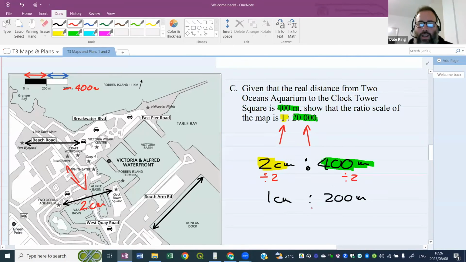A number ratio scale in a map always must have the same units. Always, always, always. And I can see there's going to be a mistake here. Yeah, it shouldn't be 20,000. No, it's right. That's fine. So the number ratio scale here should always have the same units. We need centimeters on the left and centimeters on the right.